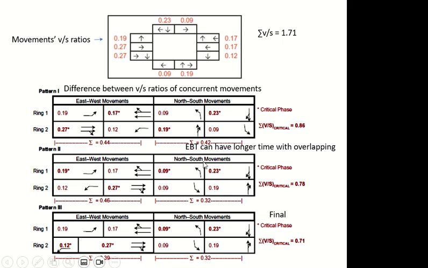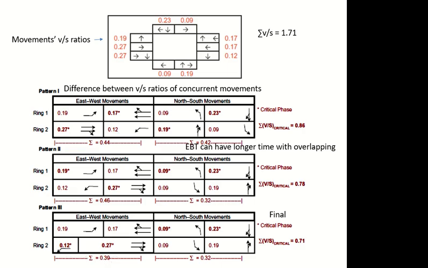Okay, right now I have paired the movements according to the direction. Okay, what if I pair the movement from different directions together? Right now I am pairing 0.19 with 0.27 and 0.17 with 0.12. Okay, if I pair 0.12 with 0.19, they are not conflicting, they are going in different directions. So they can be paired, and the difference between 0.19 and 0.27 is higher than 0.19 and 0.12.